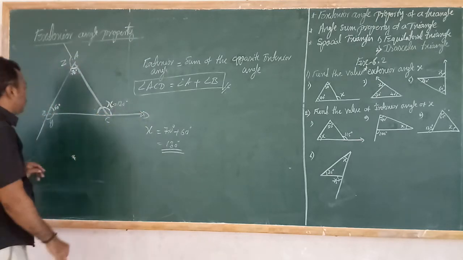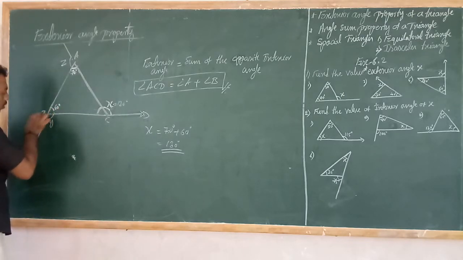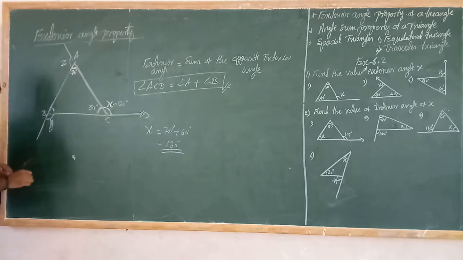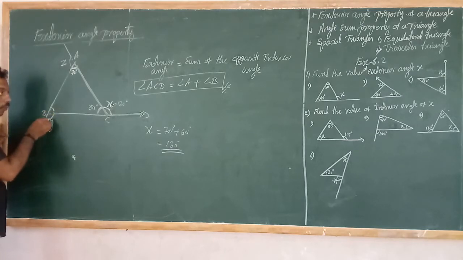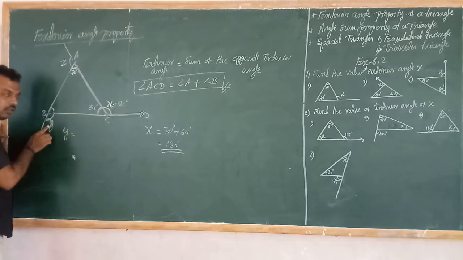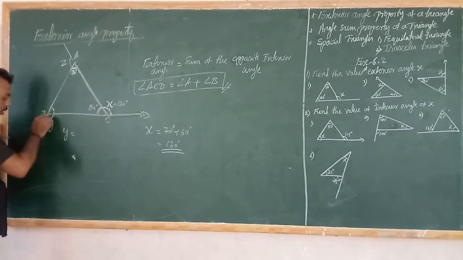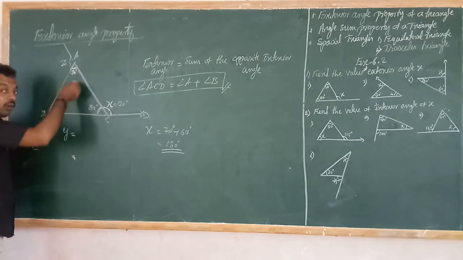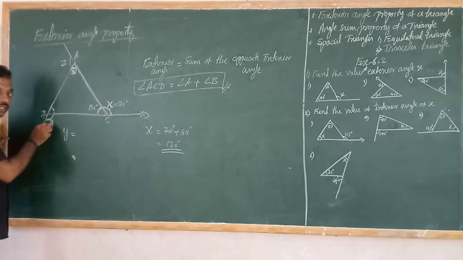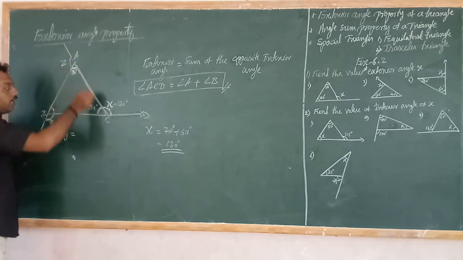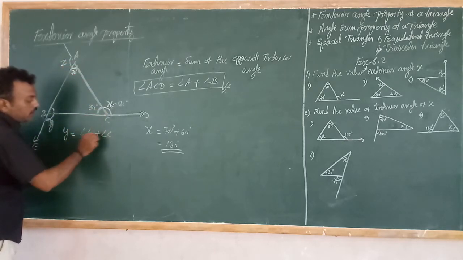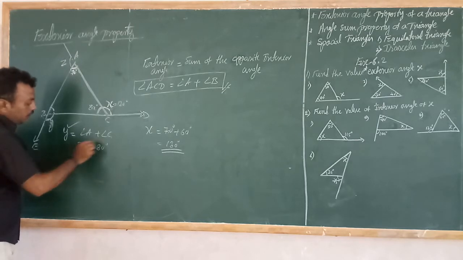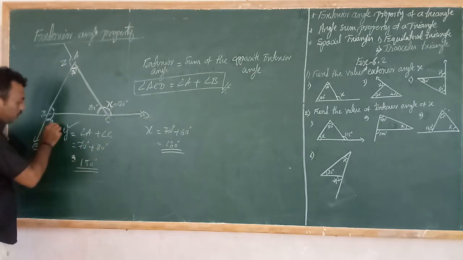Do you understand? One more thing. Suppose this is 80 degrees. What is the value of Y? This is an exterior angle. What is the opposite interior angle of Y? If I take this as E, then EBC is the exterior angle. This exterior angle is equal to the sum of the opposite interior angles, angle A and angle C. The sum of these two angles is equal to Y. So 70 plus 80 is 150 degrees. The value of Y is 150 degrees.